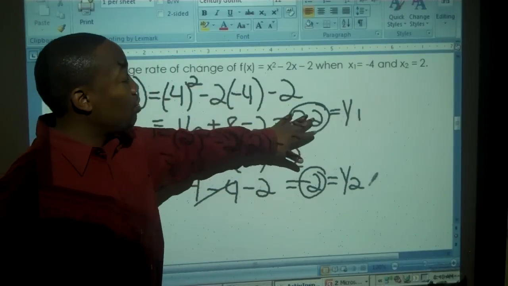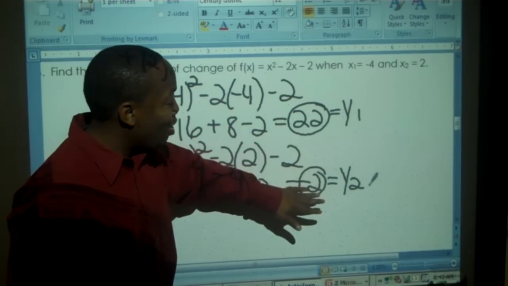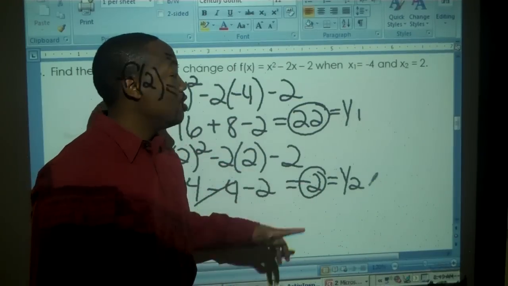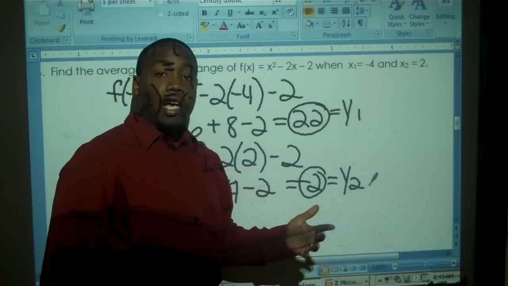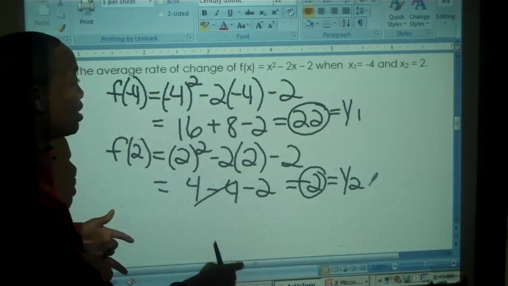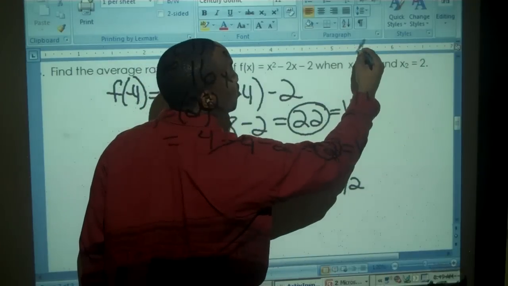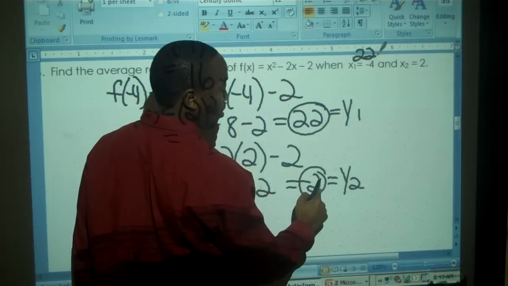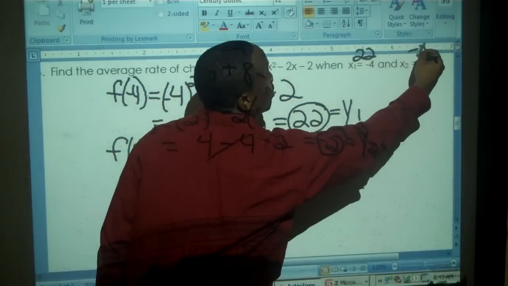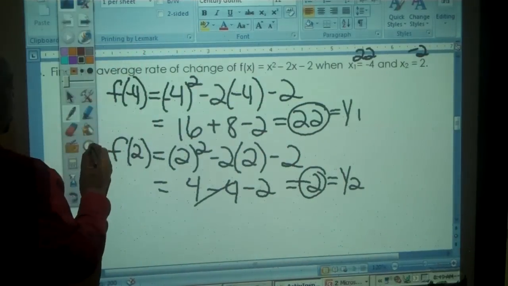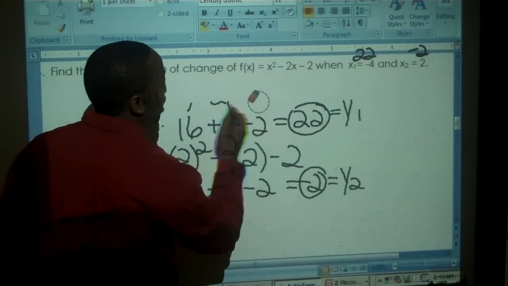So here we've got y1 is 22 and y2 is negative 2. We take these answers and plug them into our slope formula, and we should get the rate of change. Like I said, I'm going to write it right here: for y1 we got 22, and for y2 we get negative 2. So let's plug it in. I'm going to go ahead and erase what we got here so I have enough room.